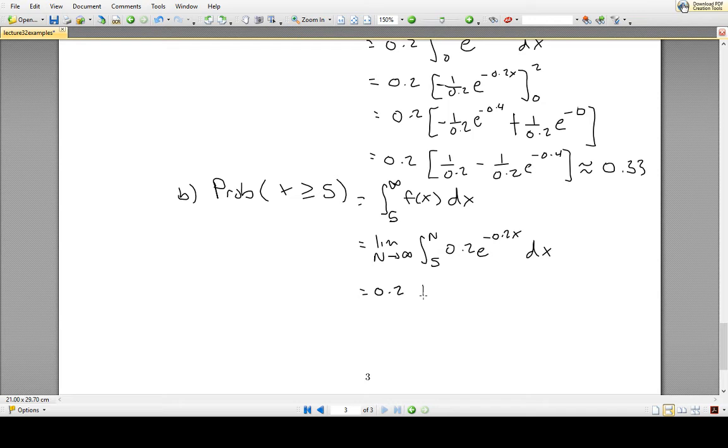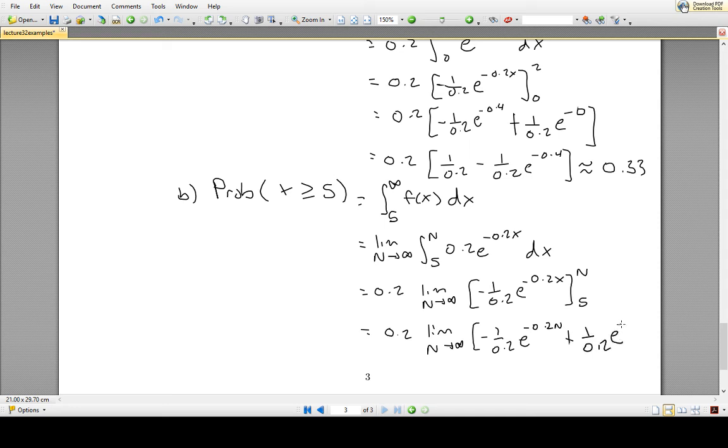The 0.2 can come all the way outside: 0.2 times the limit as n goes to infinity of negative 1 over 0.2 e to the negative 0.2x, the same kind of idea as what we just did up here. I should put in my endpoints, 5 to n, so I'm going to put in my n, negative 1 over 0.2 e to the negative 0.2n, and I'm going to subtract off what I get if I plug in 5. This negative cancels out with this negative, so I get a positive 1 over 0.2 e to the negative 5 times 0.2, which is 1.